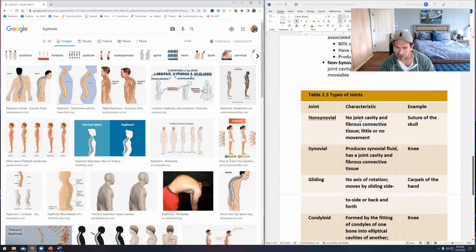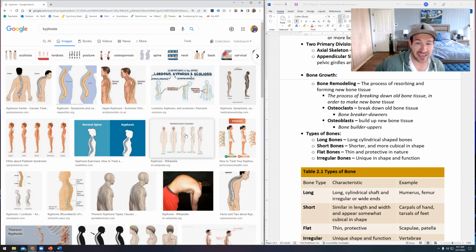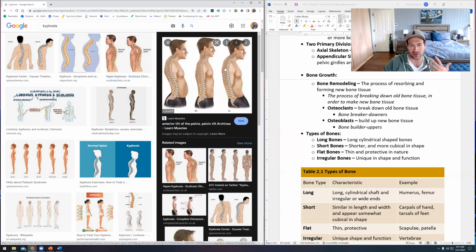But kyphosis is what we see when someone has that sort of hunchback posture. Now, sometimes people are born with this, sometimes that's just something that happens at an early age, but oftentimes it's what happens at a very old age, right? So you'll start to see what we call a kyphotic curve. If you're constantly sitting with poor posture, it starts to round out the back. It starts to round out your shoulders.